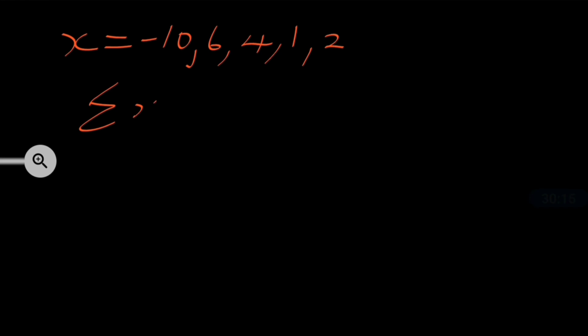Okay, so our values of x are -10, 6, 4, 1, and 2. Now, all that's left to do is just to sum this up. So we get -10 plus 6, that gives us -4, plus 4, that gives us 0, then plus 1, that gives us 1, plus 2, we get 3. So the sum of all the values of x that satisfy the equation is 3.